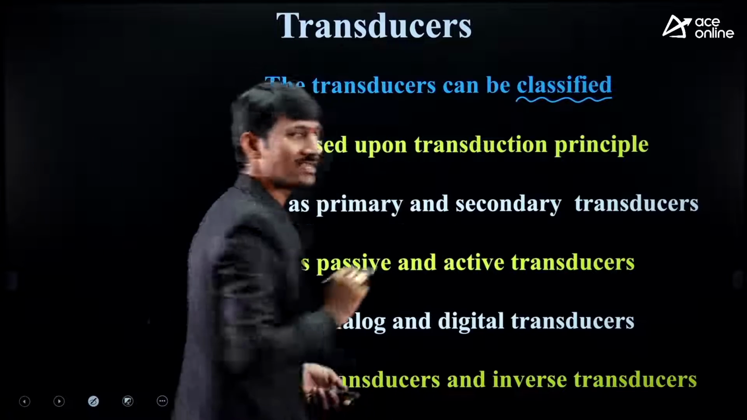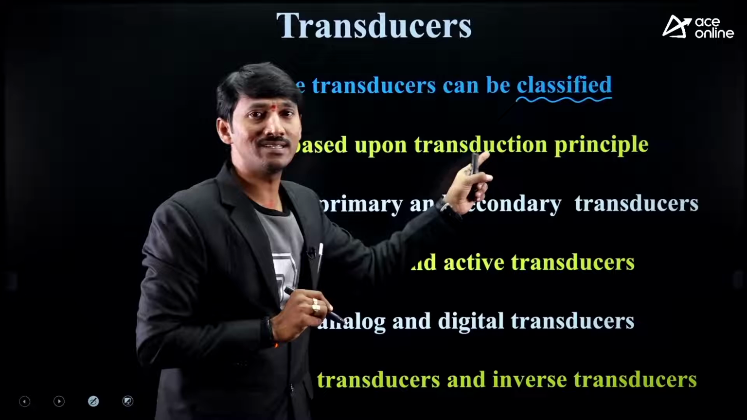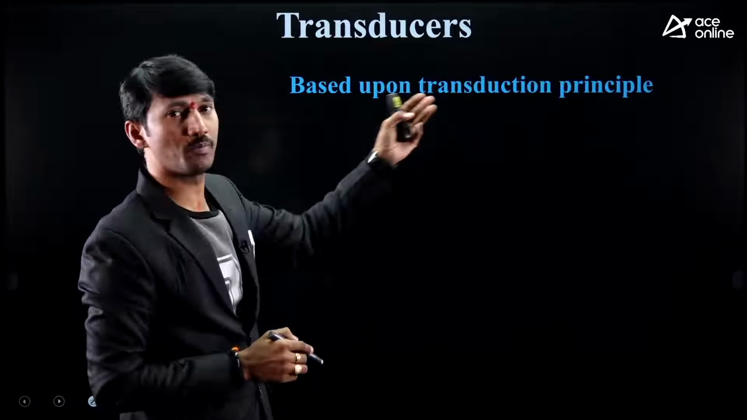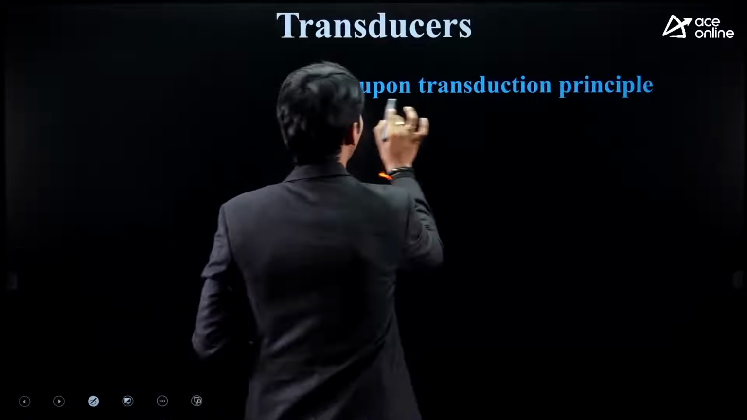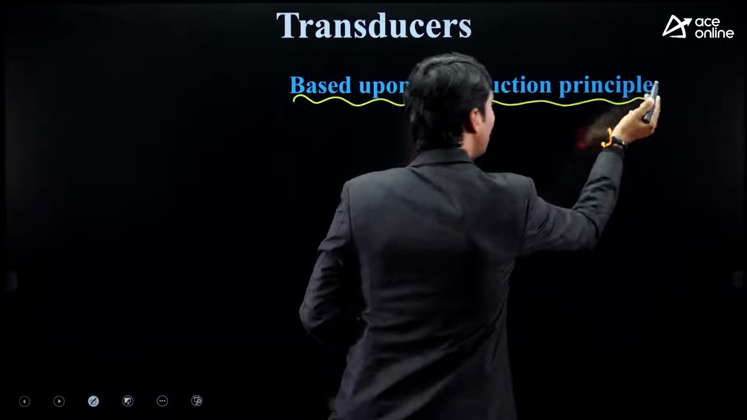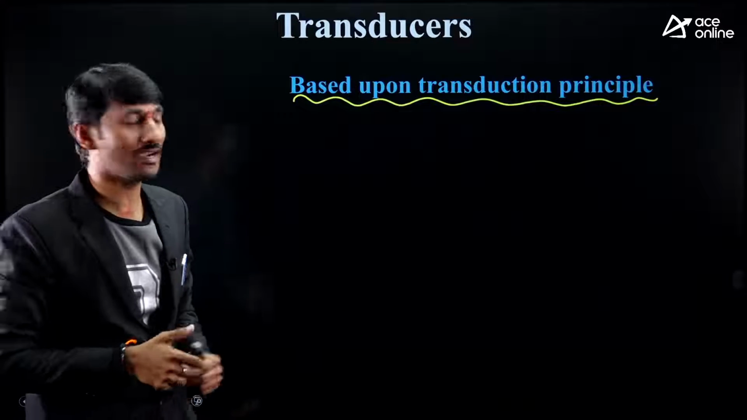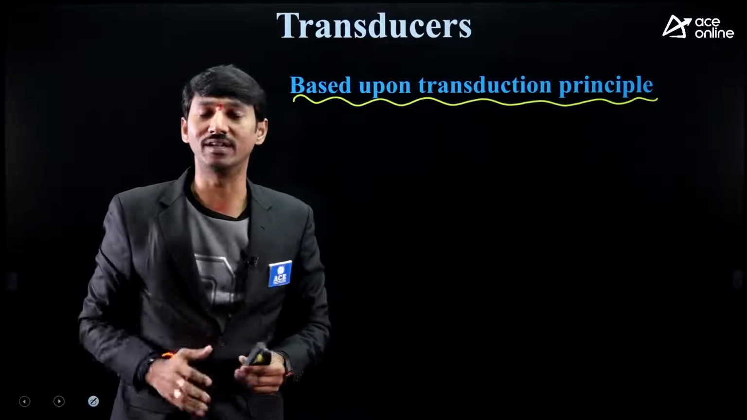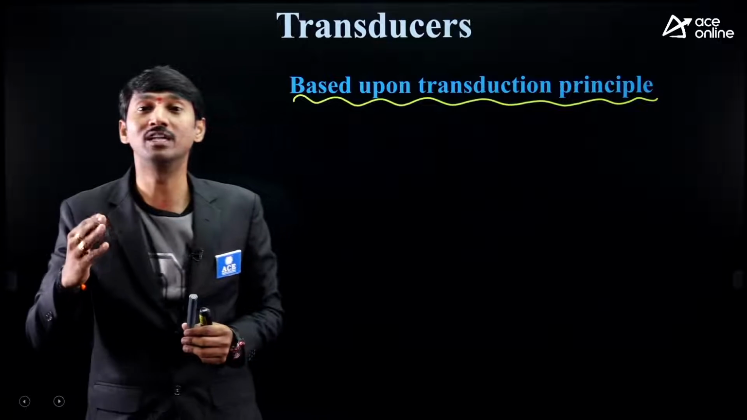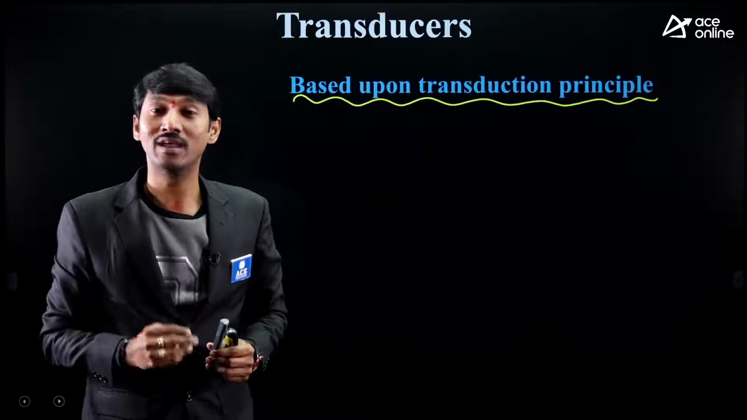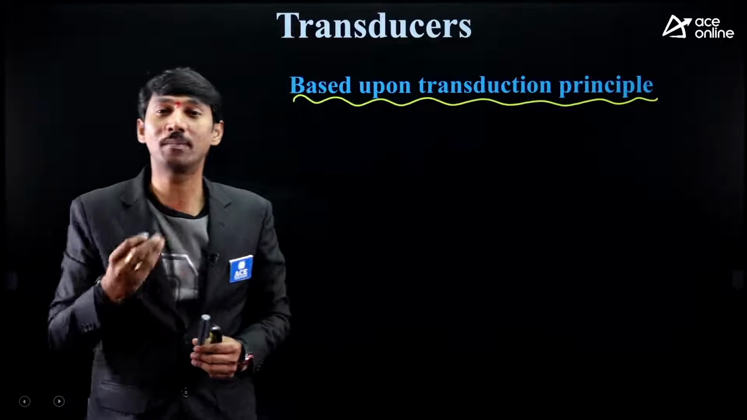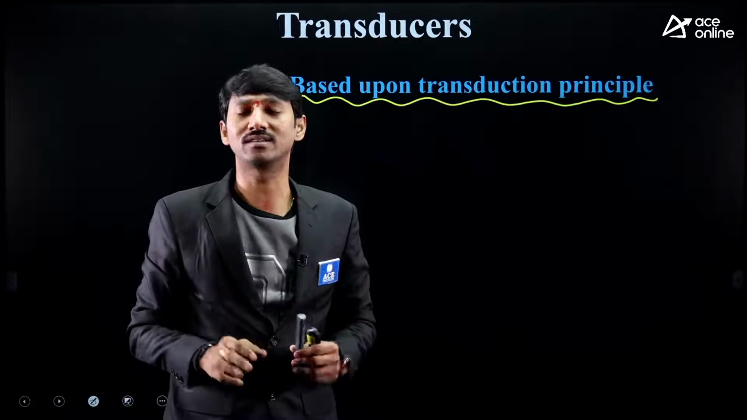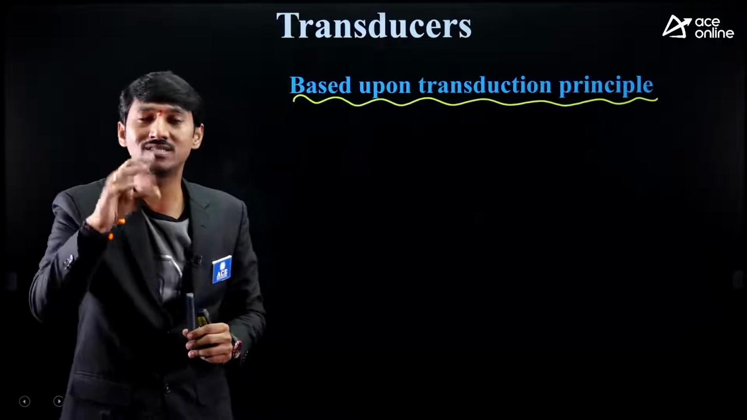Based upon the transduction principle. As I told you, transduction means conversion. Based on that, the types will be available. Let us see here. So first one, based upon the transduction principle. In this again, so many types are there. What do you mean by that? Based on the conversion, how it is converted, on what basis it is converted. So different parameters are there. It may be resistive transduction, inductive transduction, capacitive transduction, piezoelectric transduction, or photoconductive transduction. Like that, different types of conversion principles are there.